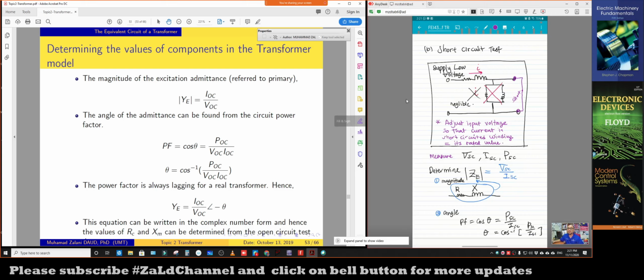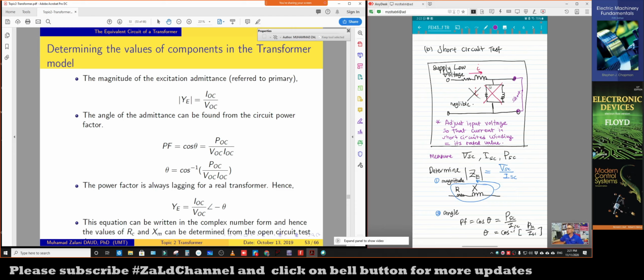Alright. And then next is the short circuit test. Okay. So short circuit test, basically we have done this in the previous test, which is open circuit test. What we did was to find the admittance, which is the parallel branch. In the short circuit test, we are going to find the series resistance and also series reactance, which is the series element or series component of the transformer.